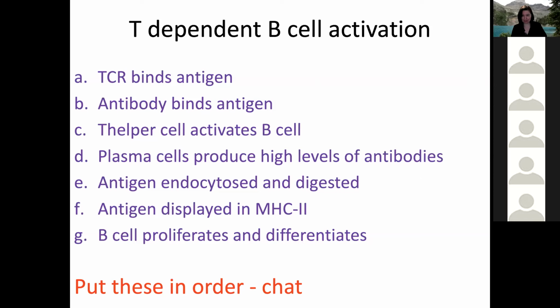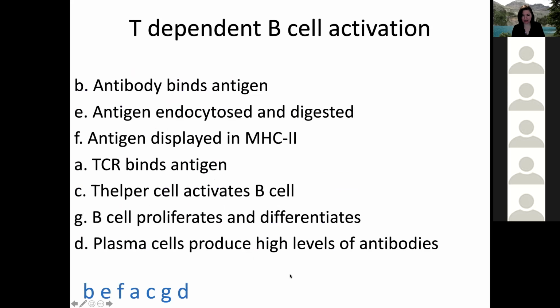Okay, so I got at least one response in the chat, so we'll just look at it. And that's right, looks like y'all are all on the same page. So we start with antibody binding the antigen. That brings the antigen inside where it gets chopped into pieces, displayed in the MHC2.